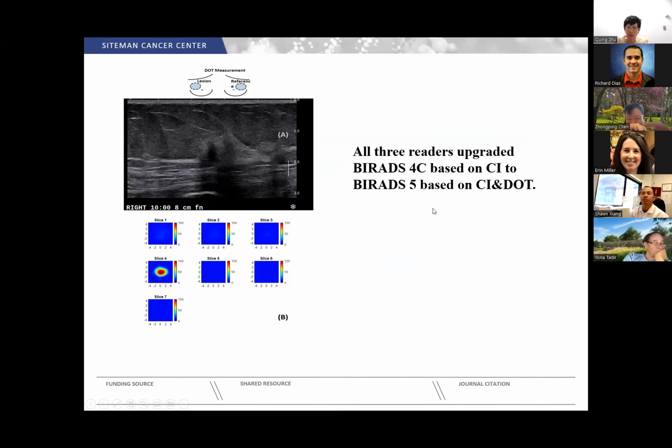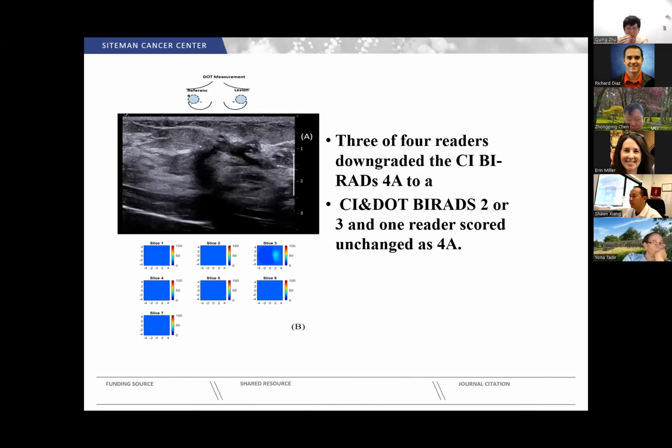And in this case, all 3 radiology readers upgraded the BI-RADS 4C based on the conventional imaging, CI, to BI-RADS 5, which is definitely cancer, and they're increasing their confidence. In this other case, we really do not see very much. You see very little DOT signal.